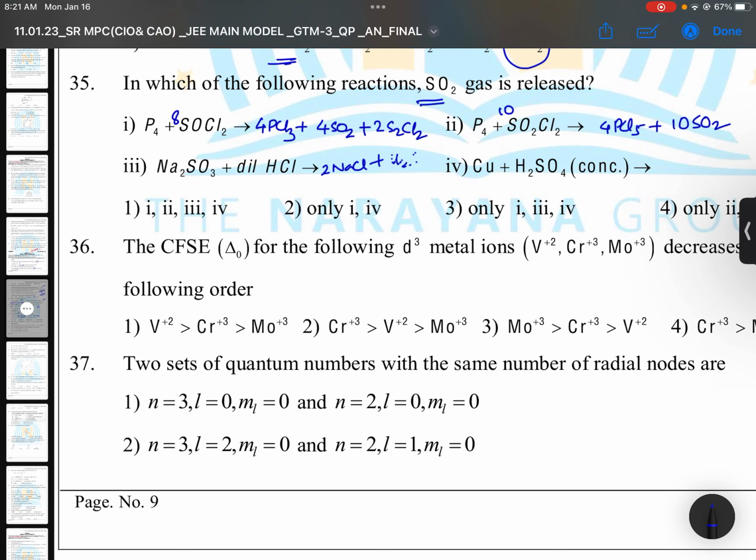This pen charging has gone. Give me 1 minute. Till that time, you just look at the next question.